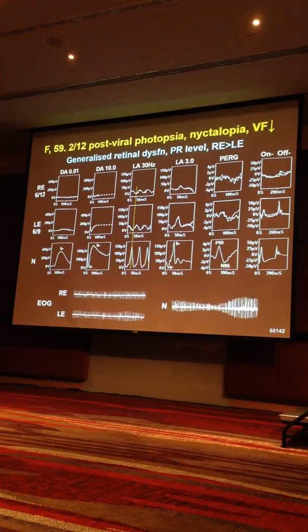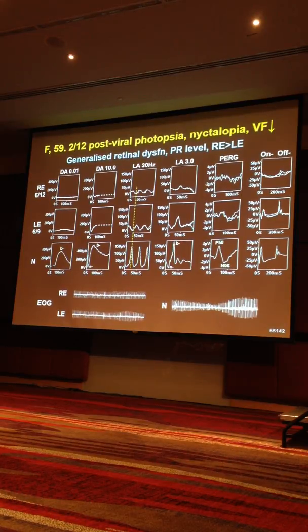When we looked at the electrophysiology, there's massive generalized retinal dysfunction at the level of the photoreceptor. It's worse in the right eye than the left. The EOG, telling us about the interaction between RPE and photoreceptors, is down. So this could be an Best-type phenomenon, it's global, but as soon as you've got anything which suggests autoimmune, you have to do a full systems review.